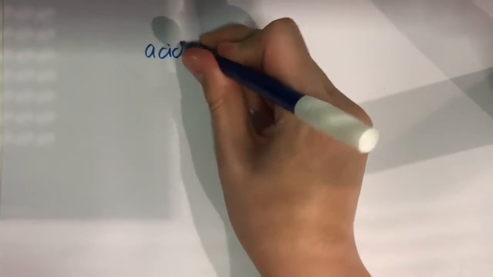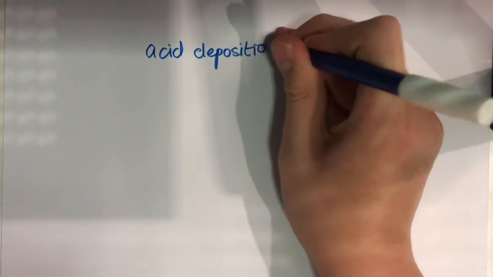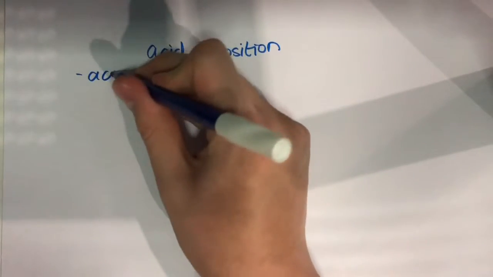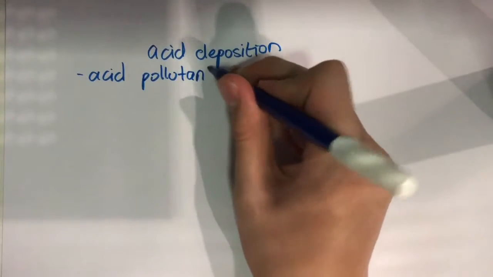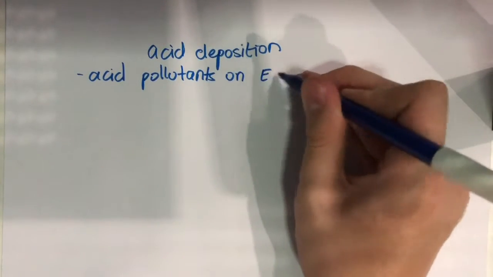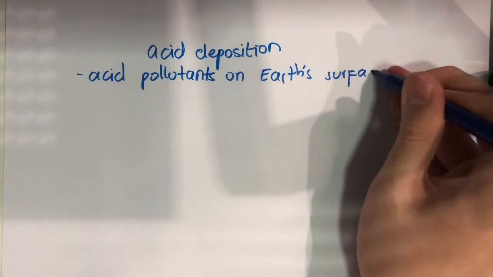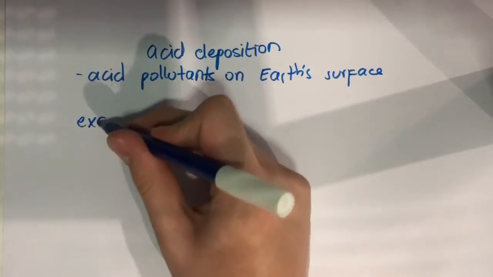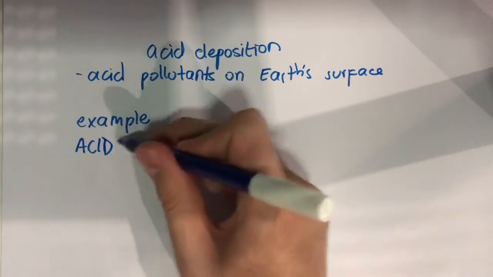Acid deposition is a process by which acid-forming pollutants are deposited on the Earth's surface. Increased industrialization and economic development in many parts of the world have led to rapidly increasing emissions of nitrogen and sulfur dioxides that cause acid rain, the most prevalent form of acid deposition.